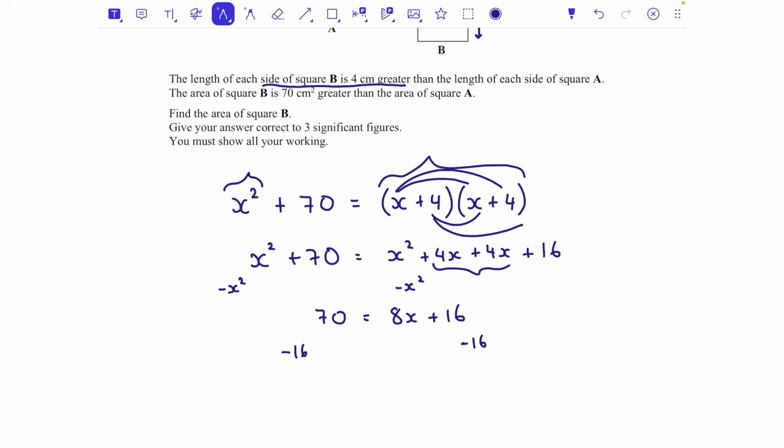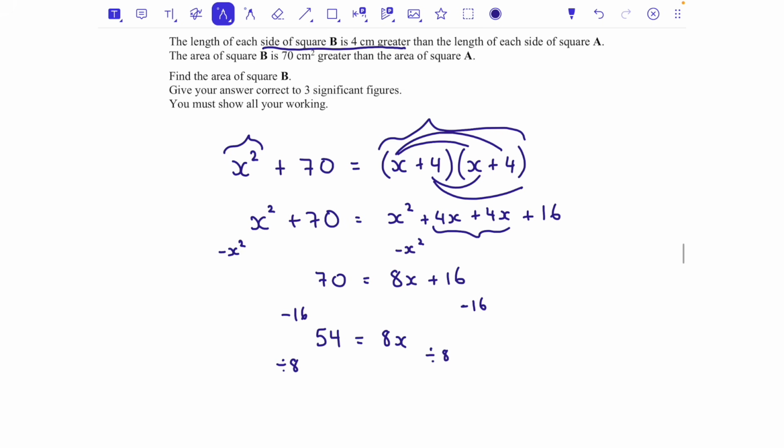70 take away 16 is 54. So 54 equals 8x. And then I'm just going to divide both sides by 8. 54 divided by 8 is going to be 6.75. So we know that x is 6.75, but we're not done there. That's got us the side length of the smaller square.